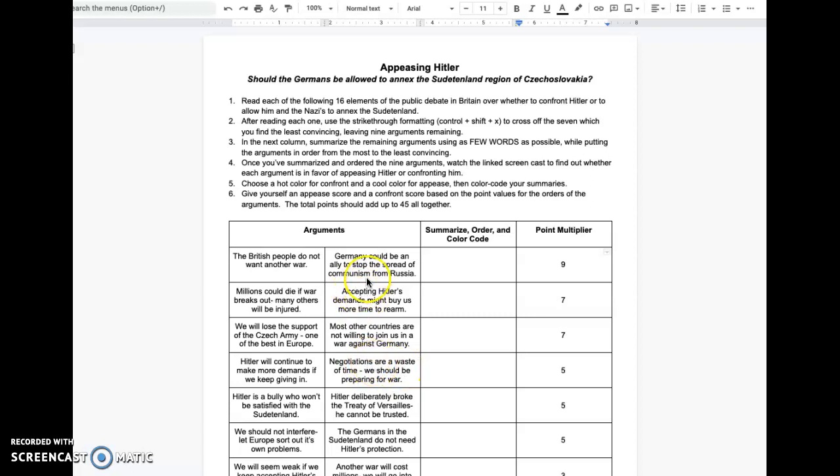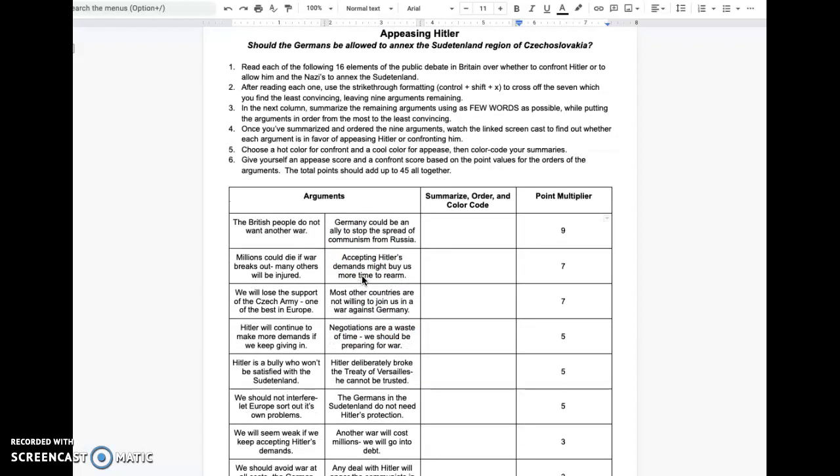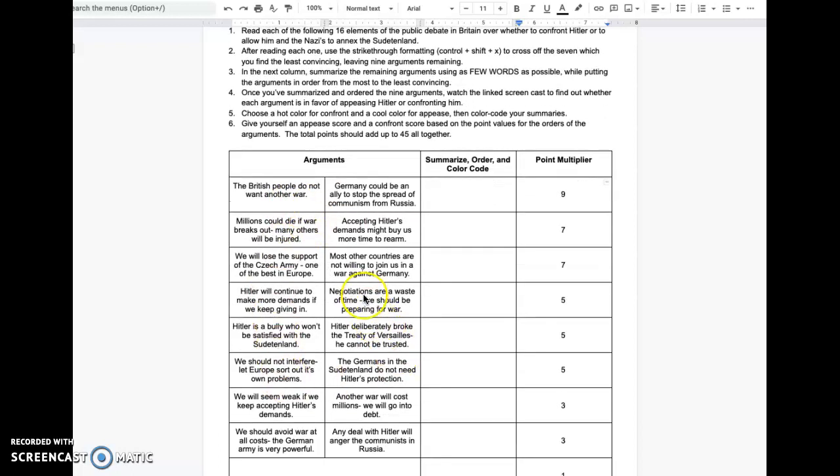So once again, once you read the arguments from the list of 16 arguments at the left, you're going to cross out 7 of them. You can go ahead and use the strike-through formatting. Control-Shift-X will get you a strike-through formatting of any selected text. So you'll knock off 7 arguments and you'll be left with 9.